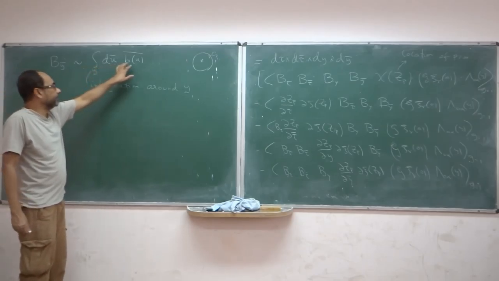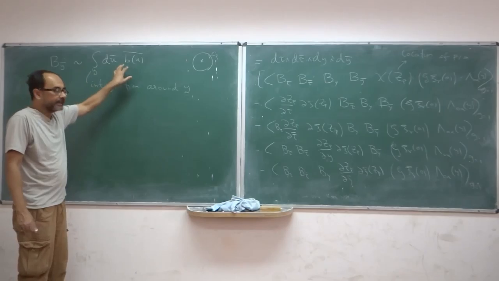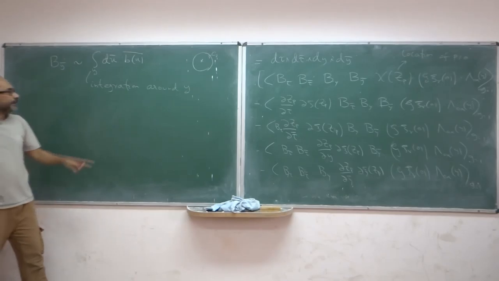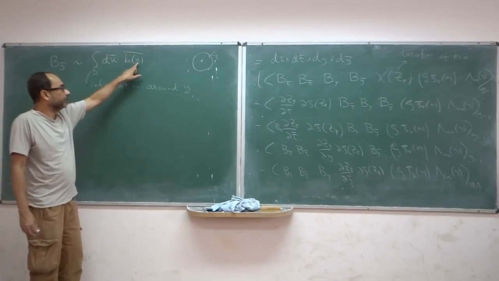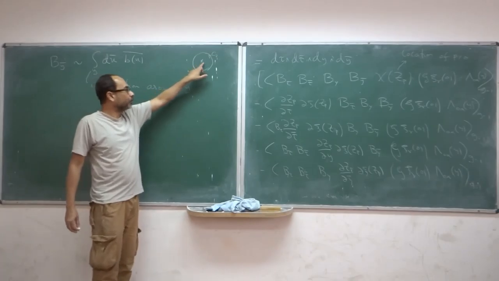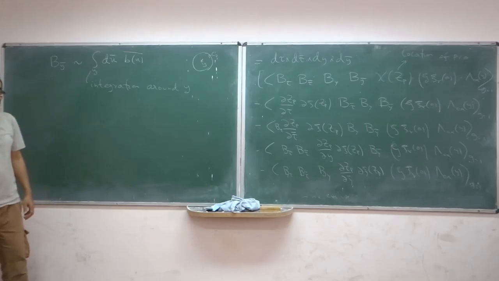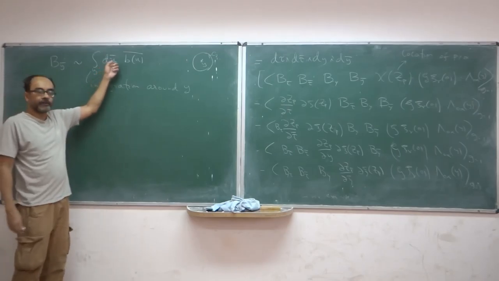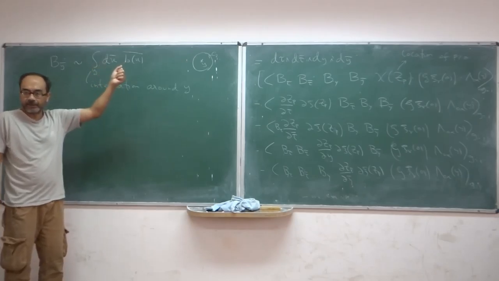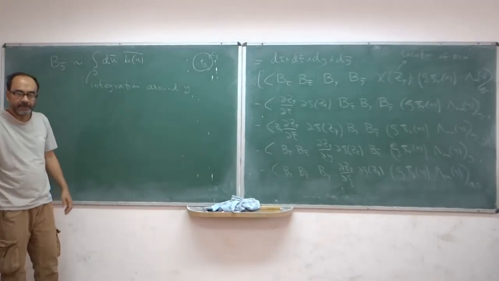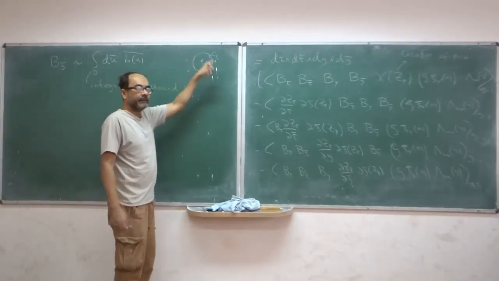So in order for this to be non-zero, when you insert this in a correlation function, you need, as a function of u, a pole at u equal to y. This is your y. A pole of the form 1 over u bar minus y bar. If we didn't have a pole, then by the residue theorem this will give 0. It's a meromorphic function of u bar, if you have poles elsewhere. But unless it has a pole inside this circle, you get 0 answer.